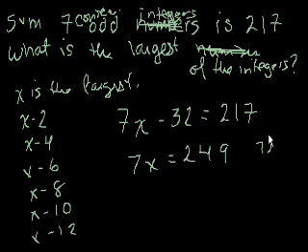Let's see, 7 goes into 249. Right. So 7 goes into 249. Did I do this addition properly? I want to make sure. 2 plus 4 is 6. 6 plus 6 is 12. 12 plus 8 is 20. 20 plus 10 is 30. 30 plus 12 is 42.